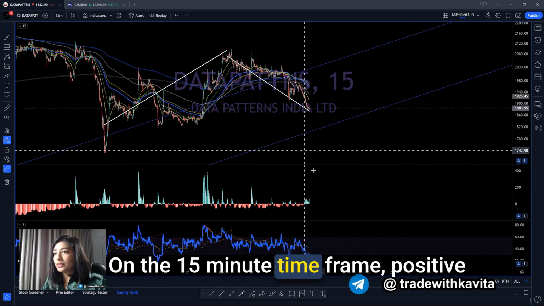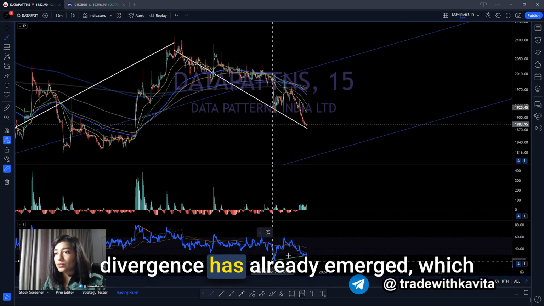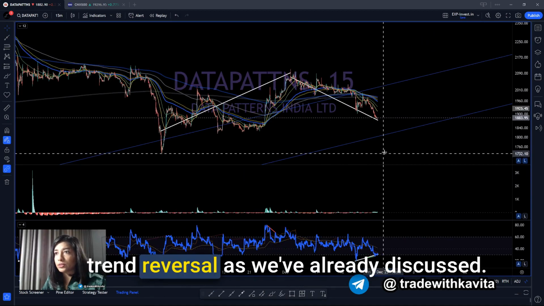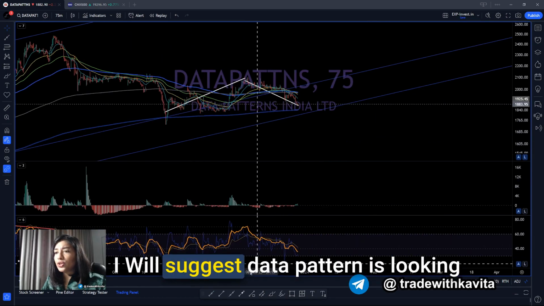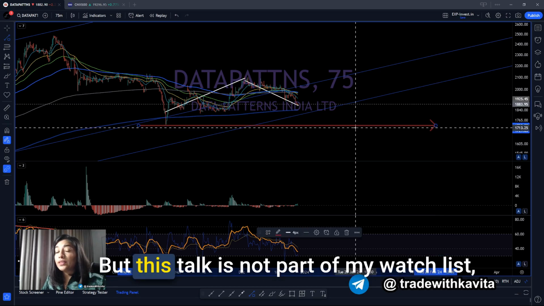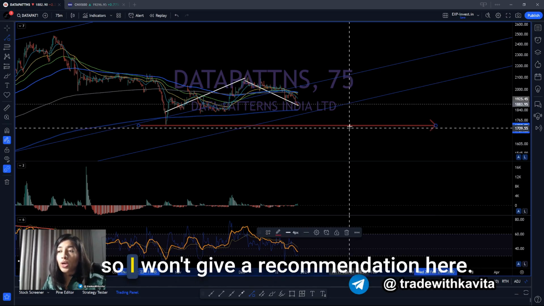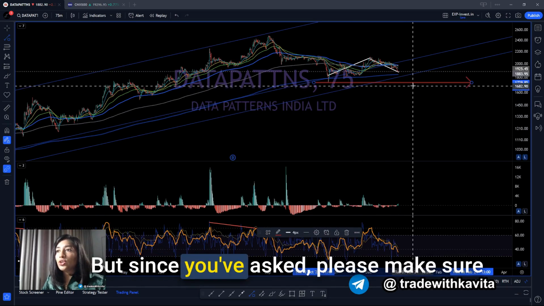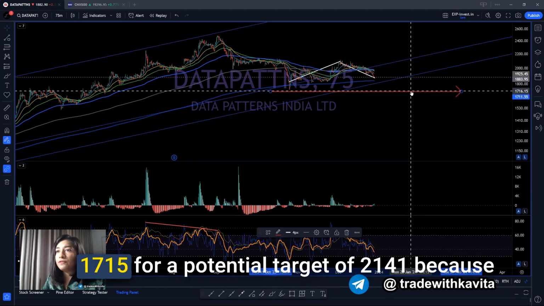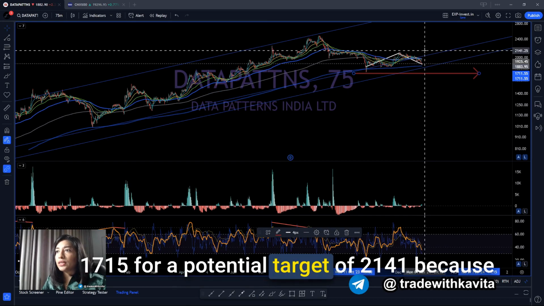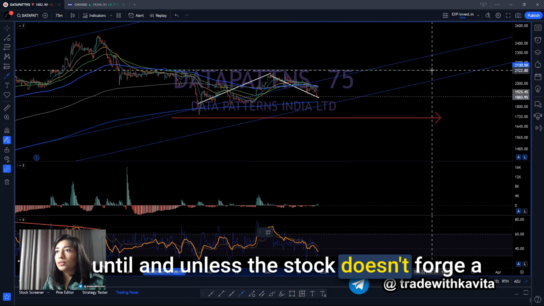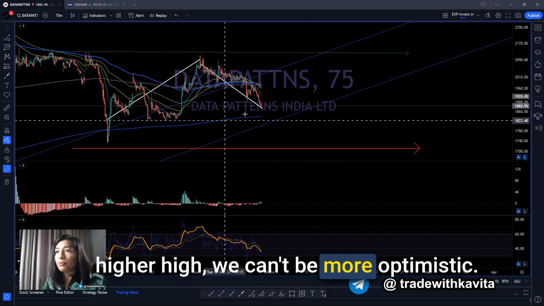On the 15-minute time frame, positive divergence has already emerged, which is again a very early sign of a potential trend reversal, as we've already discussed. I would suggest the data pattern is looking slightly attractive for the short term, but this stock is not part of my watch list, so I won't give a recommendation here. But since you've asked, please make sure you're maintaining a stop loss at the level of 50 for a potential target of 2141, because until and unless the stock forges a higher high, we can't be more optimistic.